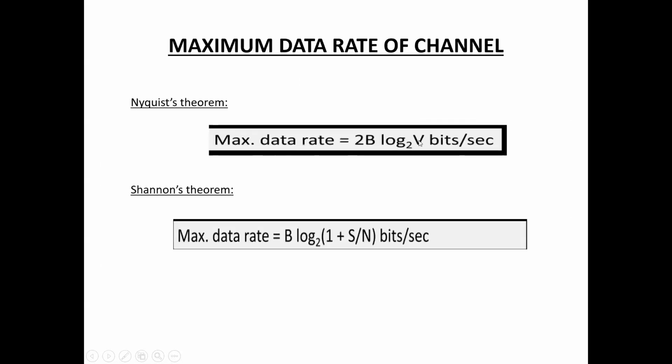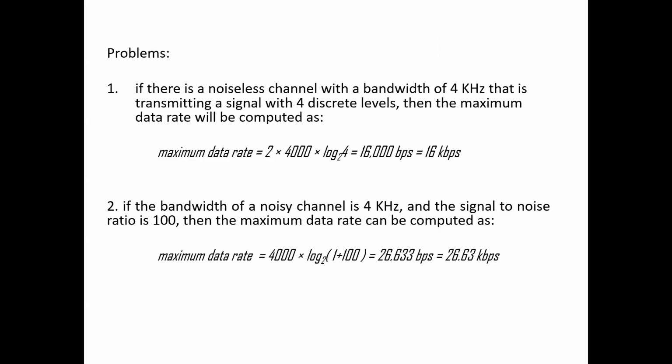V, the number of signal levels, is 4. So 2 into 4000, 8000, log base 2 of 4. That is 16,000 bits per second, which means 16 kilobits, 16 kbps. That is the maximum data rate of the channel. Here we convert kilohertz into hertz. So B equals 4000 and 4 discrete levels, V equals 4.